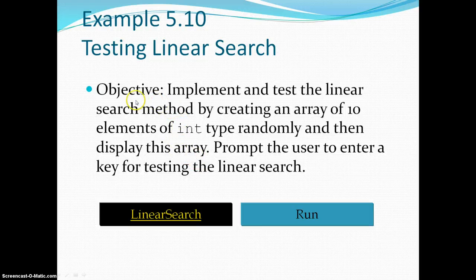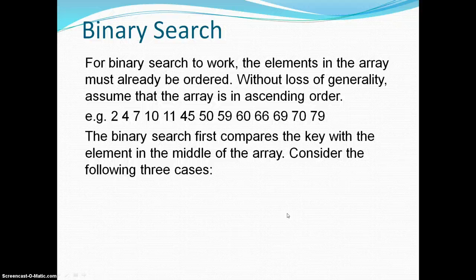So this is the example in which the objective is to implement the linear search method, by creating an array of 10 integer elements randomly and then displaying this array. You have to click here to get the example of linear search, and click here to run that example. Next is binary search.